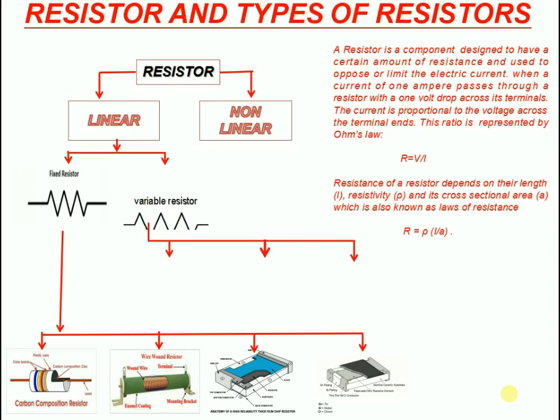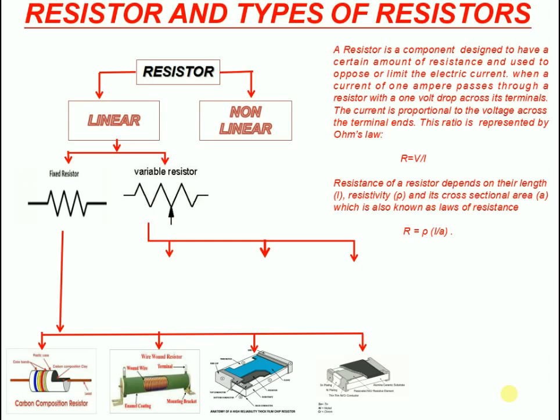Variable resistors, as the name indicates, are those resistors whose values can be changed through a dial, knob, and screw or manually by a proper method. In these types of resistors, there is a sliding arm which is connected to the shaft, and the value of resistance can be changed by rotating the arm.